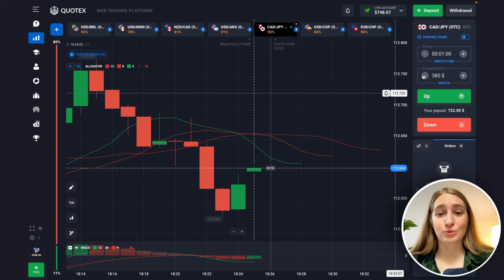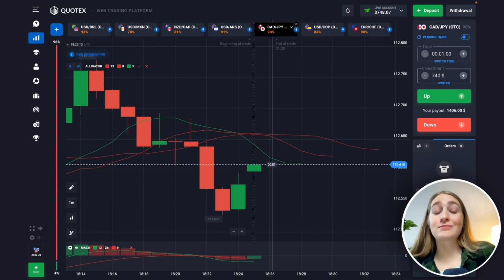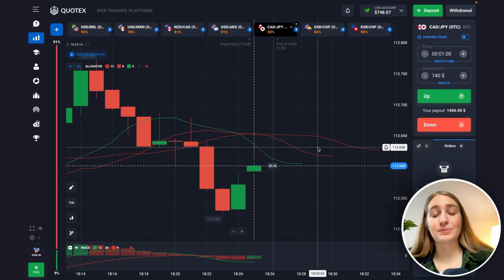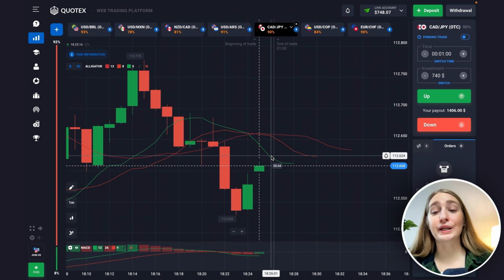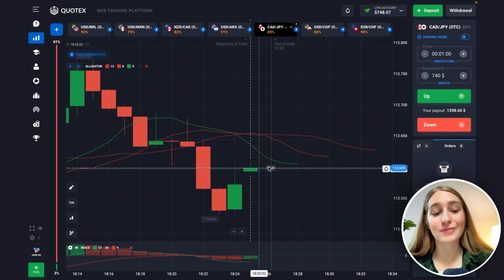So let's go to our investment box. I think $740. Okay, and I made my decision already. And yes, let's go and check this out with put option, and let's go.